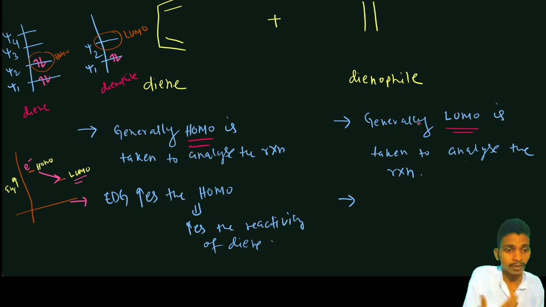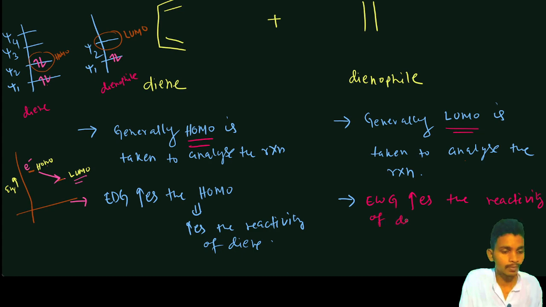So to increase the reactivity of dienophiles, the LUMO should be the lowest. The electron density should be very low, which means very low energy. This is achieved by electron withdrawing groups. If electron withdrawing groups are there, they will take the electrons, which means the electron density will decrease and it will go to a low energy state. So here we say that electron withdrawing groups increase the reactivity of dienophiles.